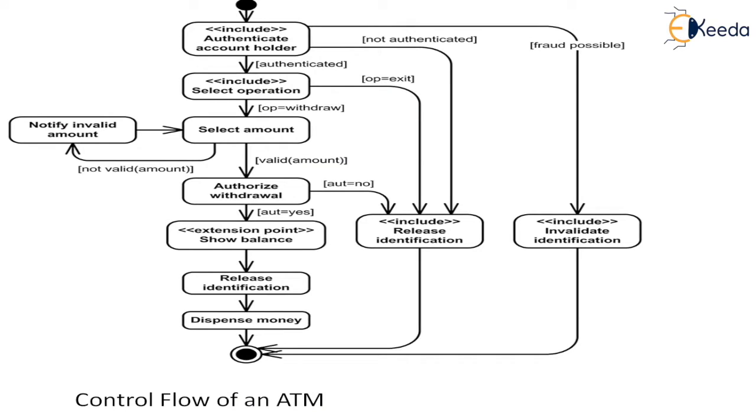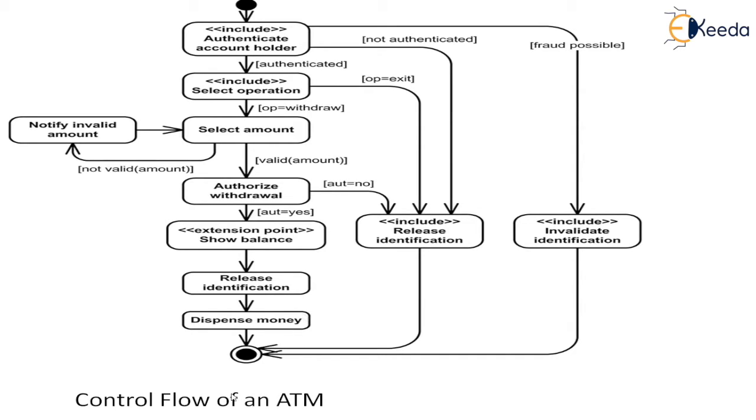This is another example. This is the control flow of an ATM. This follows a slightly different kind of notation. It has also got some include conditions, and some of the constraints are written here. This is following the UML notation. This is the same notation that is followed in UML. When we study the other diagrams, you will see it.